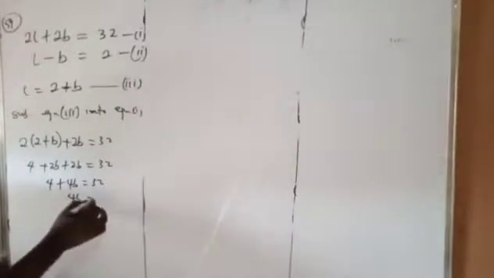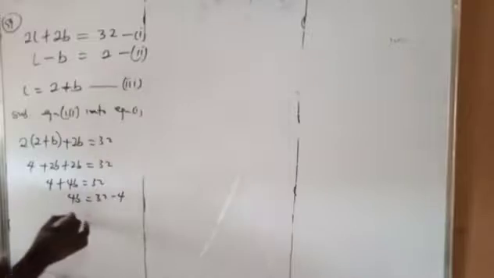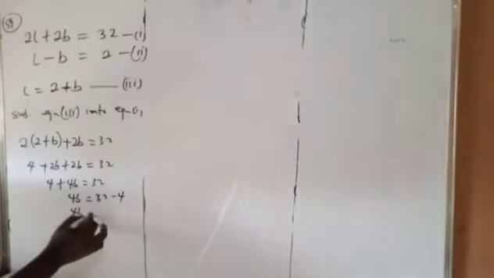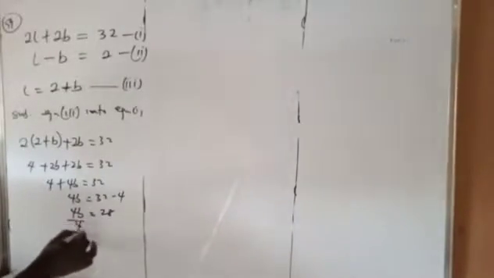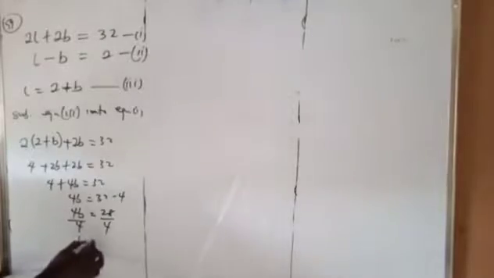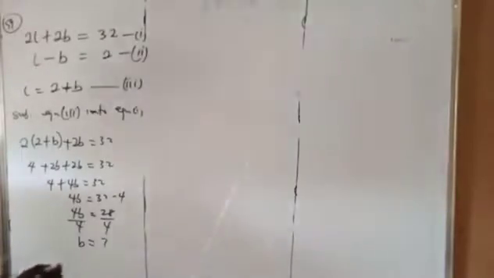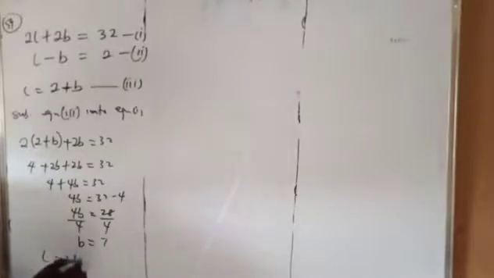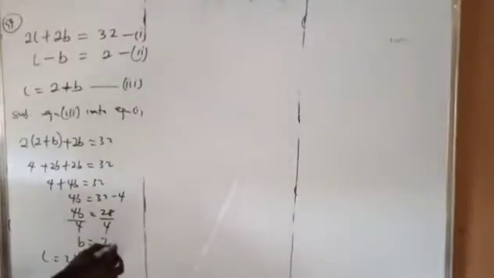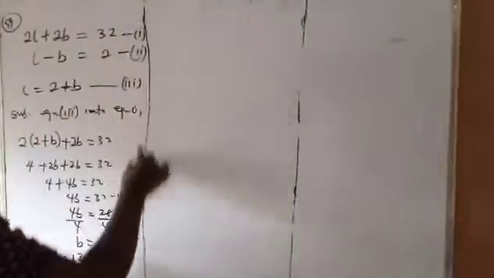That is 4B equals 32 minus 4. That is 4B equals 28. Divide both sides by 4. Then B equals 7. So since B is equal to 7, then length will be equal to 2 plus 7, which is 9 centimeters. So the question asks us to find the area of the lawn.